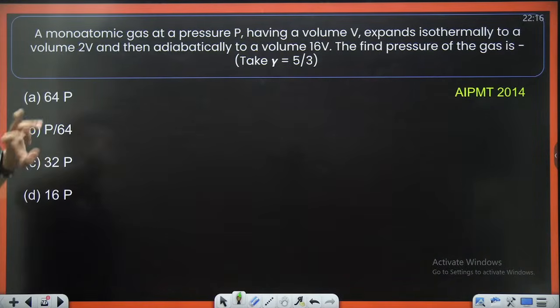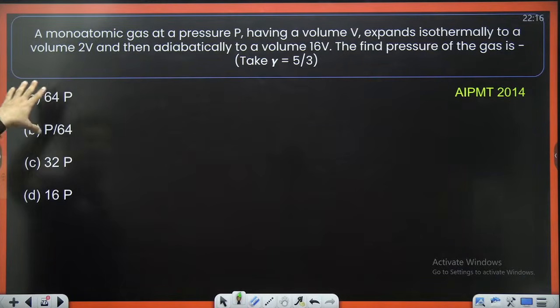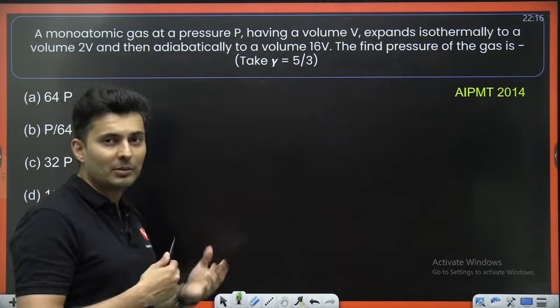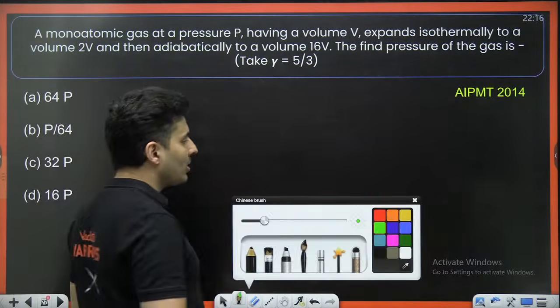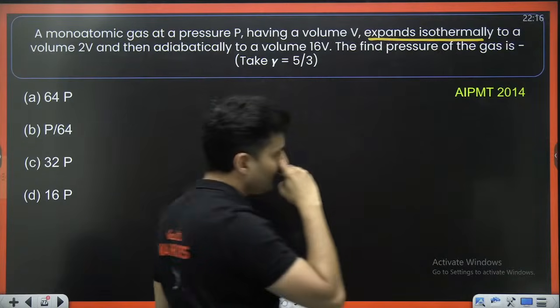Next one. AIPMT 2014 question. There is a gas having some volume, which expands isothermally, then adiabatically. What is the final pressure? Okay, so there are two processes. Let's do it one by one. Let's start with isothermal first.